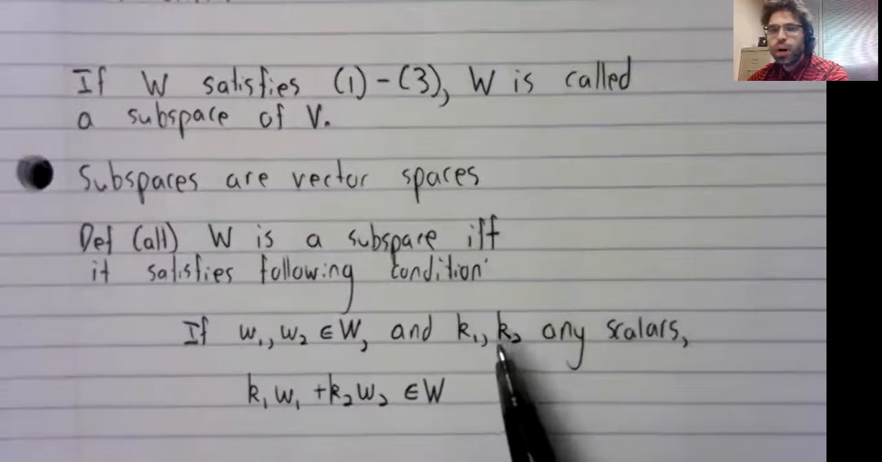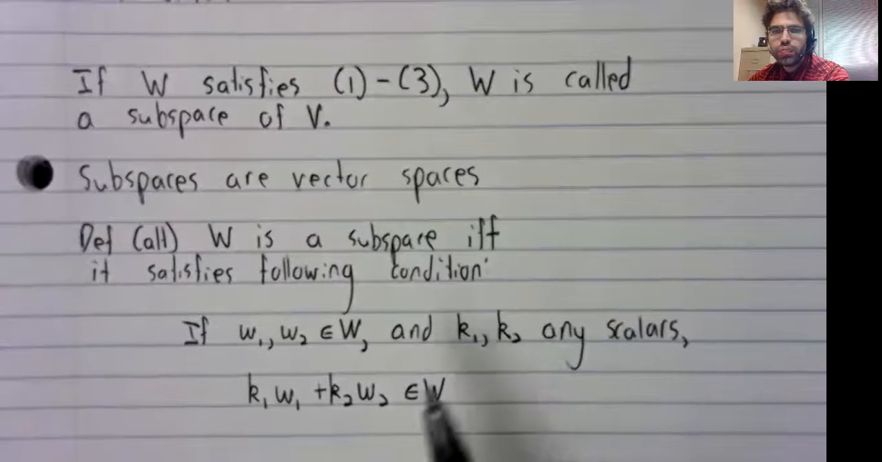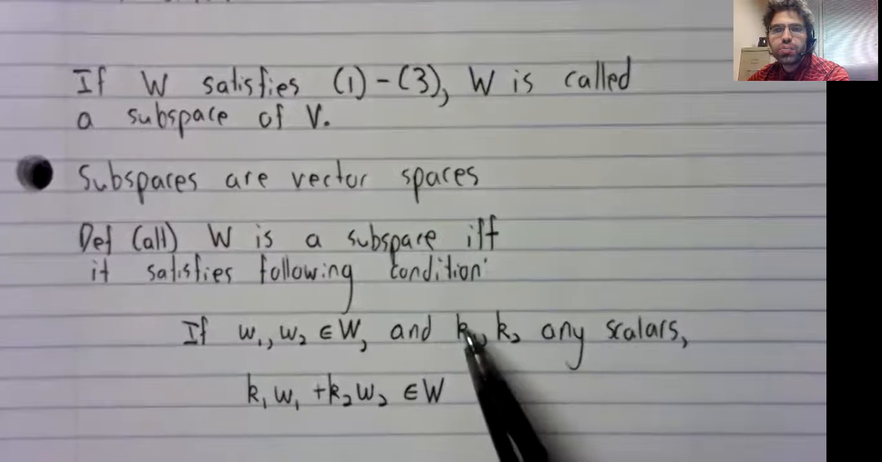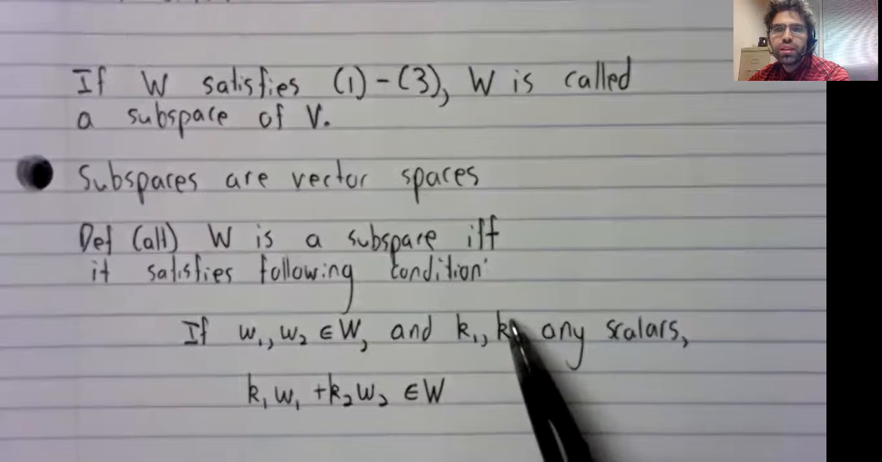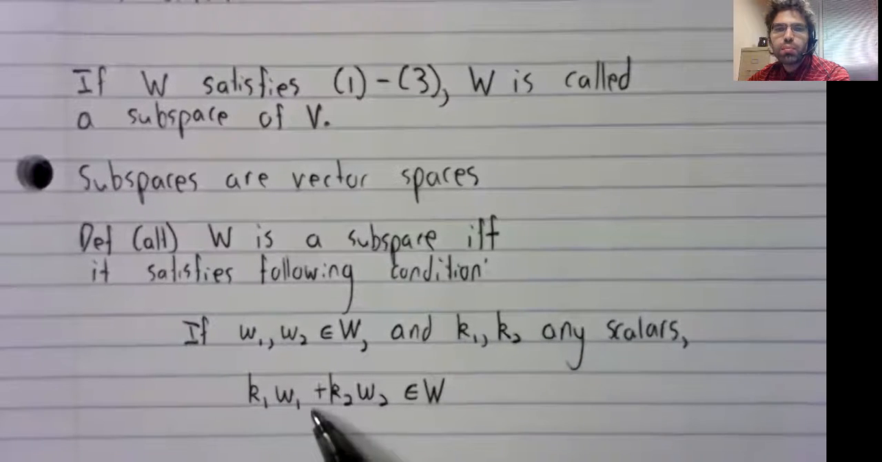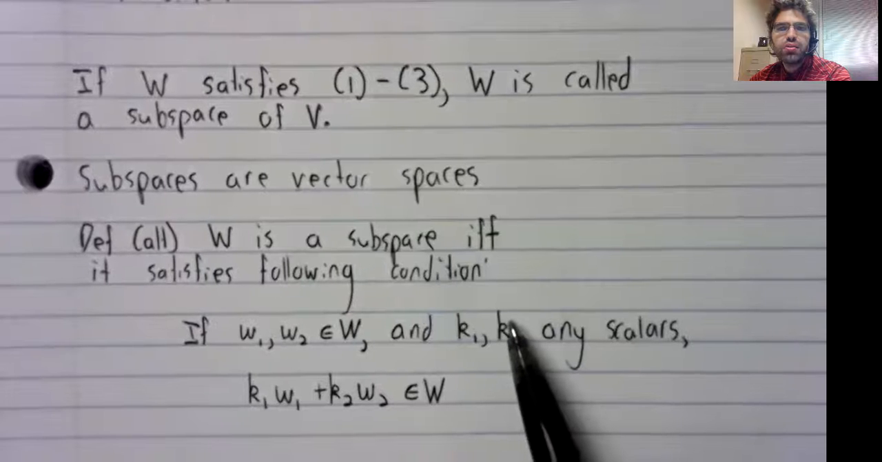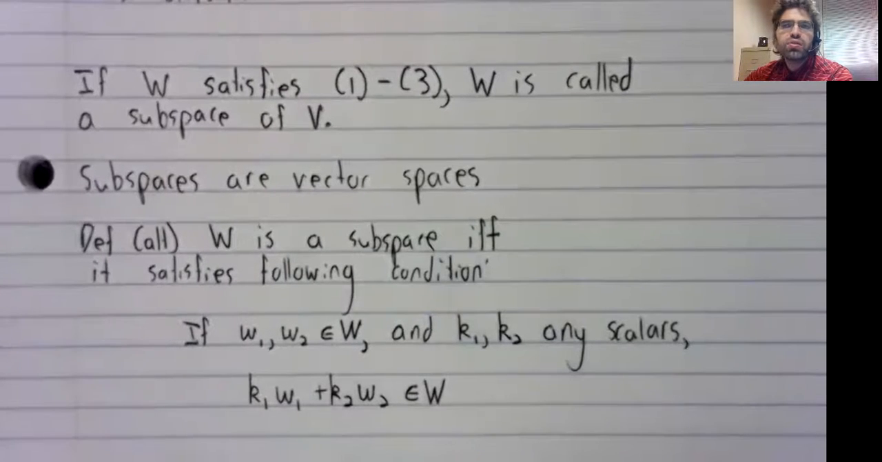If we let K1 and K2 be the scalar 1, this becomes closure under addition. If we let one of these be 1 and the other be 0, this becomes closure under scalar multiplication. If we let both these k's be 0, this becomes the statement that the 0 vector belongs to W.